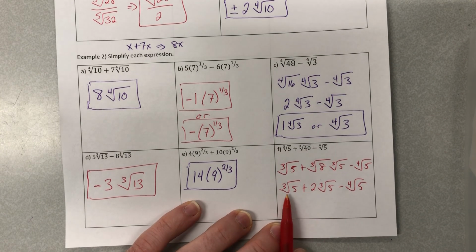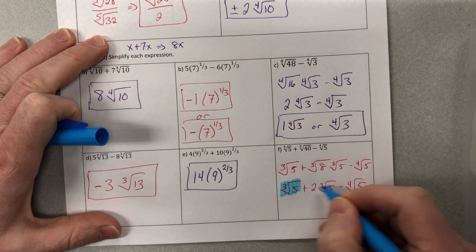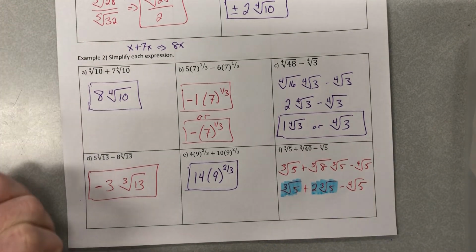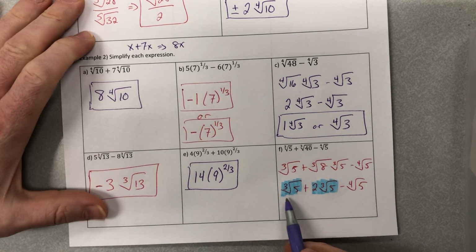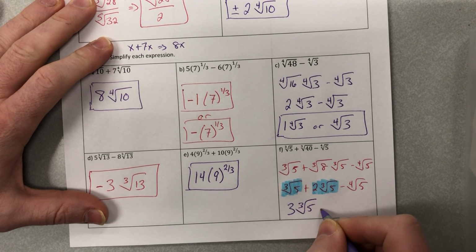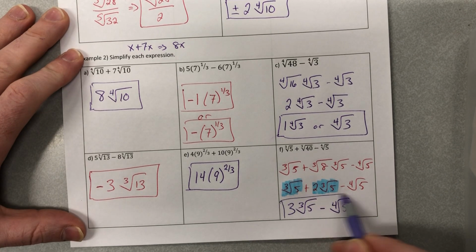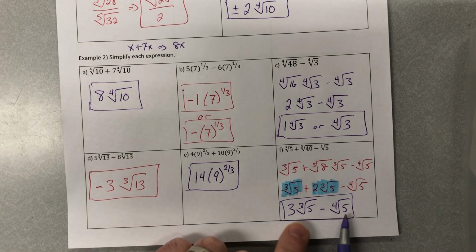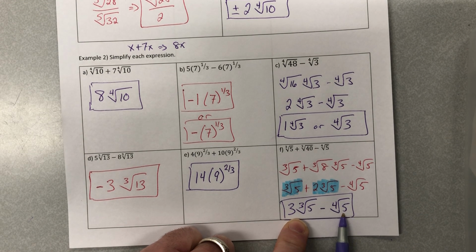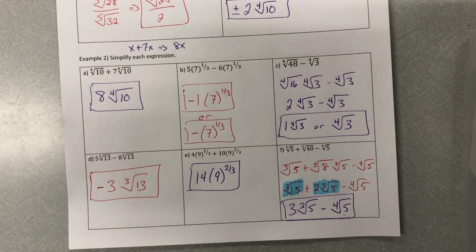So now, if you notice our like terms here, are these two because they're both the cube root of 5. 1 plus 2 would be 3 times the cube root of 5 minus the 4th root of 5. Now notice, this is a cube root and this is a 4th root. They're not the same root, so we can't combine them, and that's where our answer would stop.